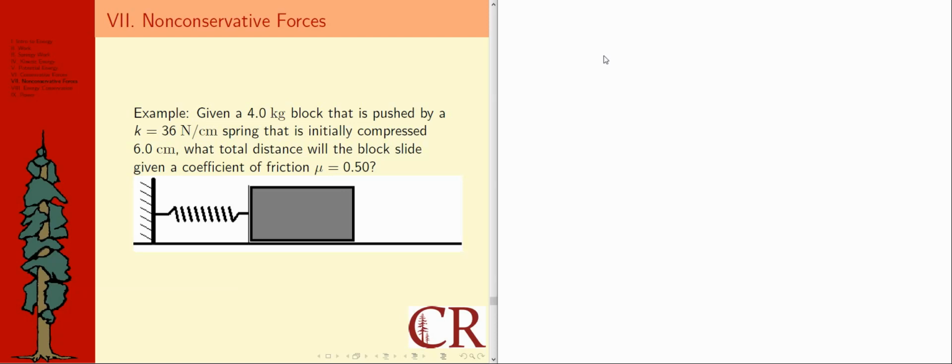Given a 4 kilogram block that is pushed by a 36 newtons per centimeter spring that is initially compressed 6 centimeters, what total distance will the block slide given a coefficient of friction mu equal to 0.50?